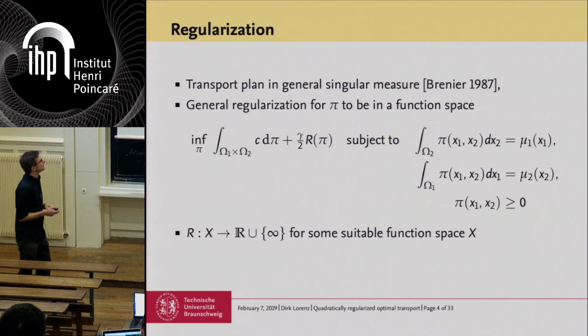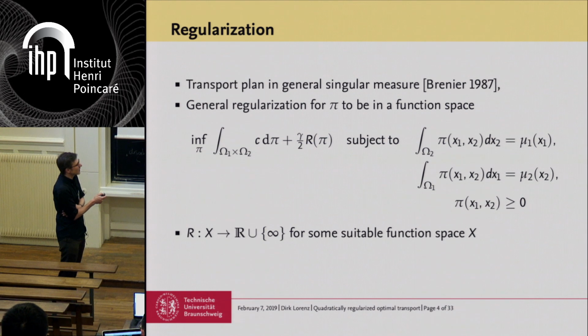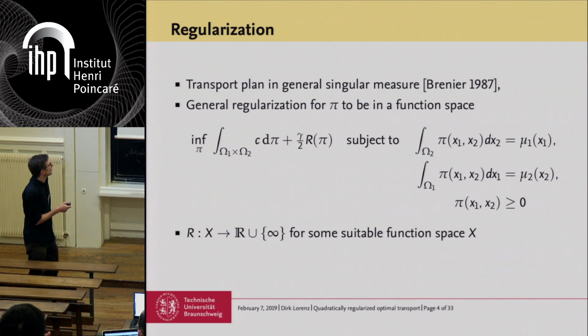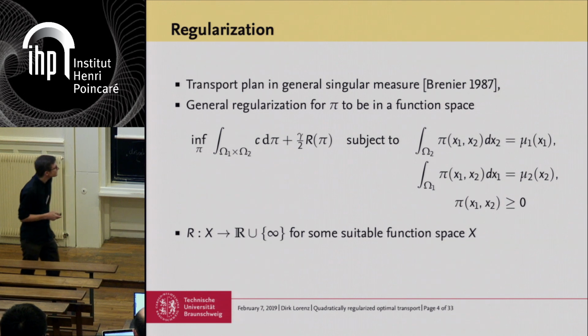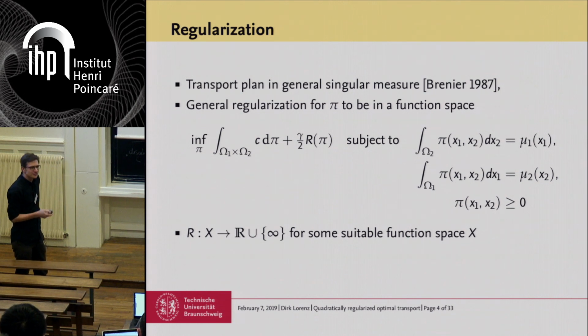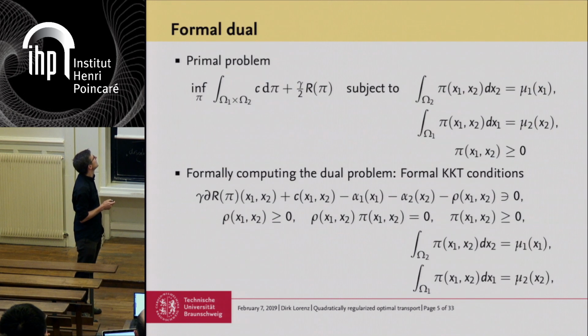So you can regularize by just adding a regularization term into the objective function. Of course, you can keep the constraints. You don't have to, but let's keep the constraints. Let's keep the transport cost and add a regularization. And we have to emphasize that there's always a non-negativity constraint. You can think of every regularizer you like. It should be just a function on some suitable function space for the transport plans. Before we do this in a mathematically rigorous sense, let's do it a little bit formally.